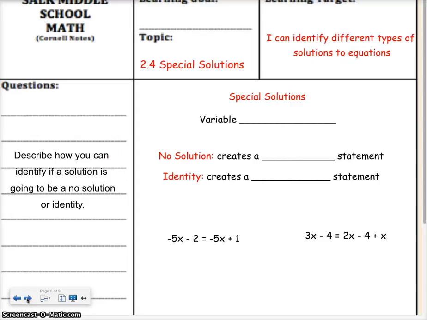So, if you look on this page of your notes, a special solution, what happens is the variable is all of a sudden going to disappear. That's what makes it special. The variable has never disappeared before. And with these special types of solutions, the variable is going to leave. So you still solve everything the way you normally do, and then all of a sudden you're going to notice that the variable is gone.